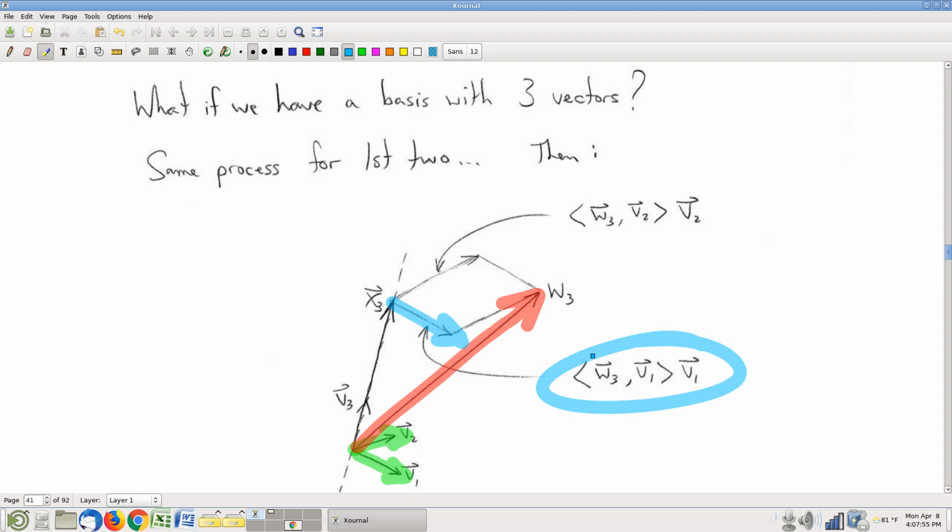Right? And then, likewise, to some extent, that vector points in the same direction as V2. Analogous argument. How much does W3 point in the direction of vector V2? There you go. You know what direction that orange vector points. You know what its length is. Its length is that projection. Boom.